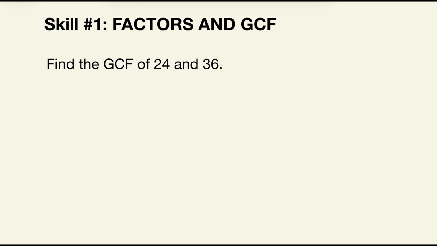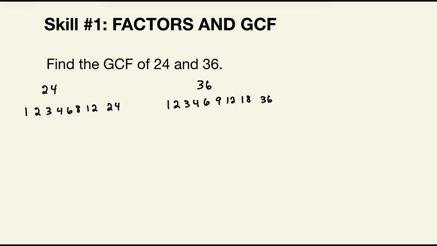Let's begin by listing the factors of 24. And so that is 1 and 24, 2 and 12, 3 and 8, and 4 and 6. Now let's list the factors of 36, and they are 1 and 36, 2 and 18, 3 and 12, 4 and 9, and 6 and 6, but we just need to list the 6 once.